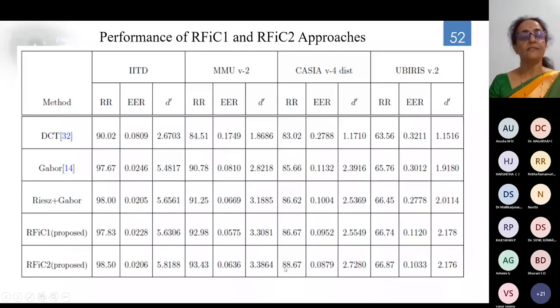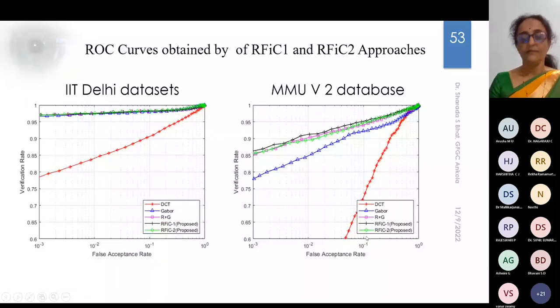And we are getting good results here with the IITD data. You can observe here that the d-prime value is higher. And this is also good here with UBIRIS version 2. This is a visual wavelength data set, whereas these three are NIR data sets. Let me quickly go through these ROC curves with the different data sets.